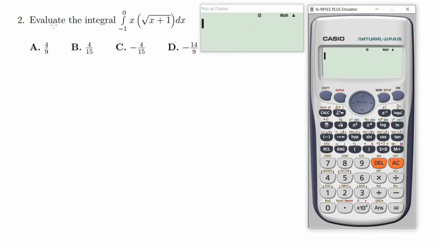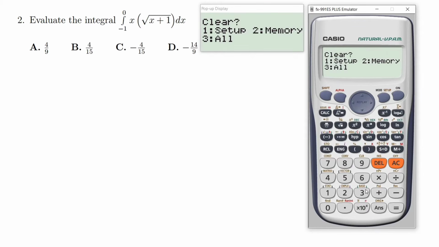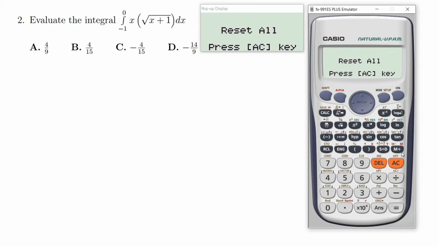In this question, we are asked to evaluate the integral from minus 1 to 0 of x open bracket square root of x plus 1 dx. Okay, the very first thing we might want to do is to reset the memory of the calculator by pressing the shift button, then 9, then 3, then equals to, then press AC.